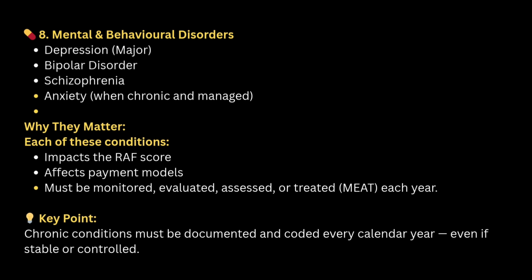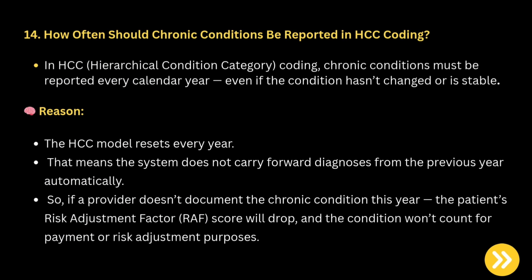Why do they matter? Because each of these conditions impacts the RAF score, affects the payment model, and must be monitored, evaluated, assessed or treated each year. So the key point here is a chronic condition must be documented and coded every calendar year, even if it is stable or controlled.